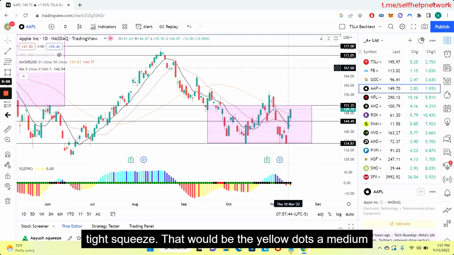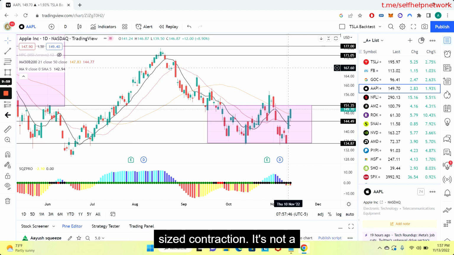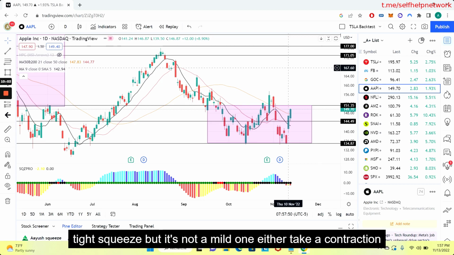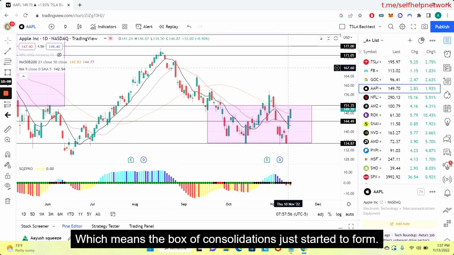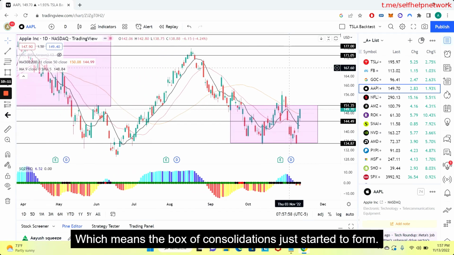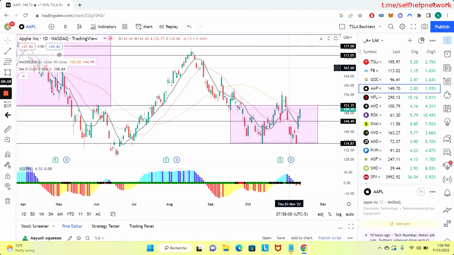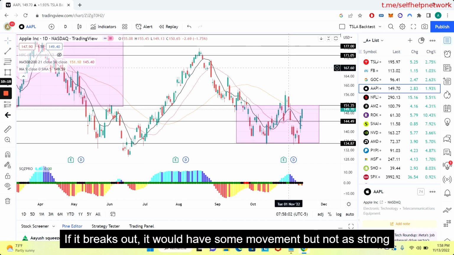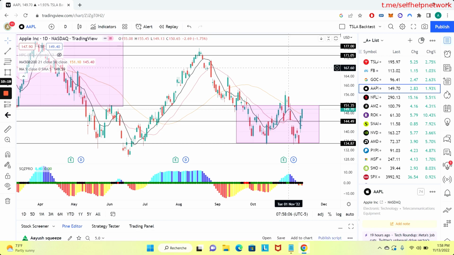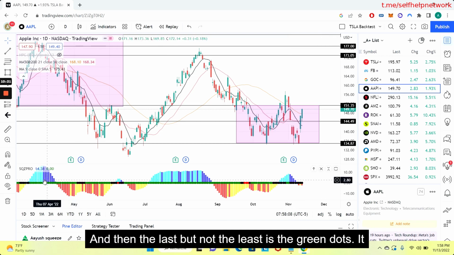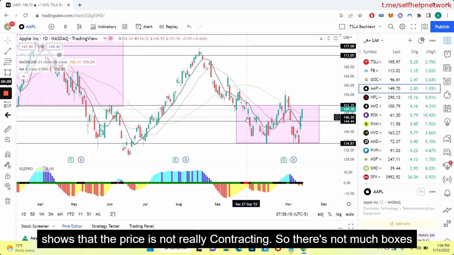The three different categories of boxes we have: very tight contraction or a tight squeeze, that would be the yellow dots. A medium-sized contraction, not a tight squeeze, but not a mild one either, that would be red dots. And then the mild squeeze is black dots, which means the box or consolidation has just started to form. If it breaks out, it would have some movement, but not as strong of a movement as something with a tight squeeze. And then the last but not the least is the green dots. It shows that the price is not really contracting, so there are not many boxes to be formed there.